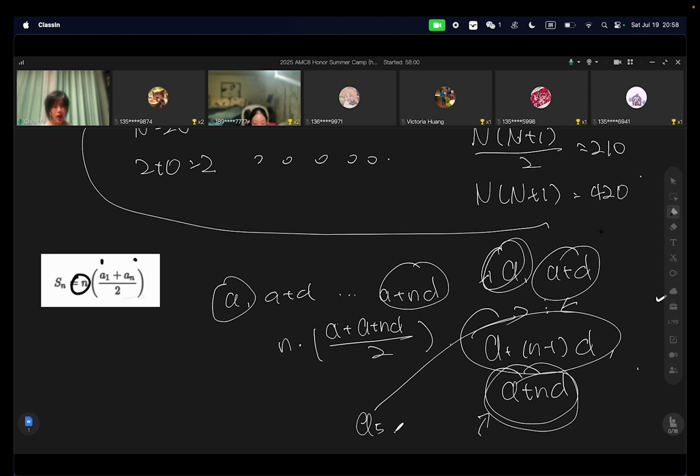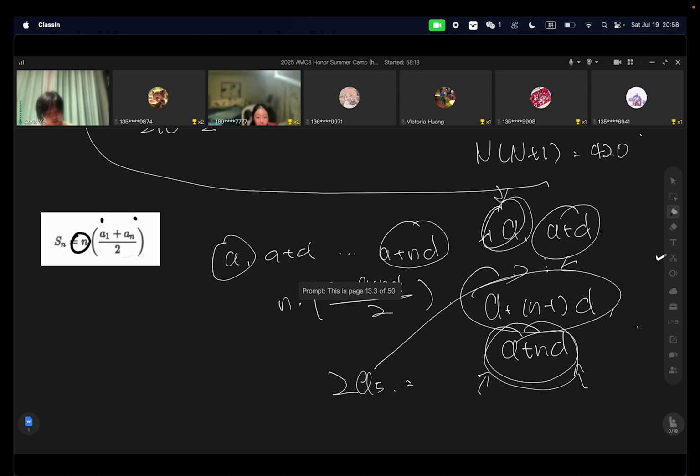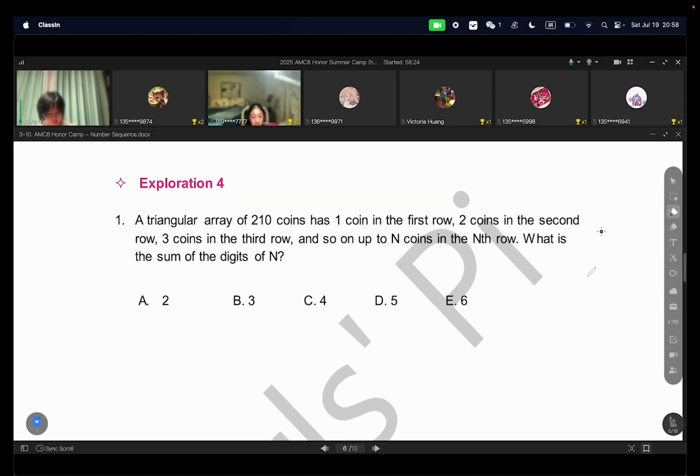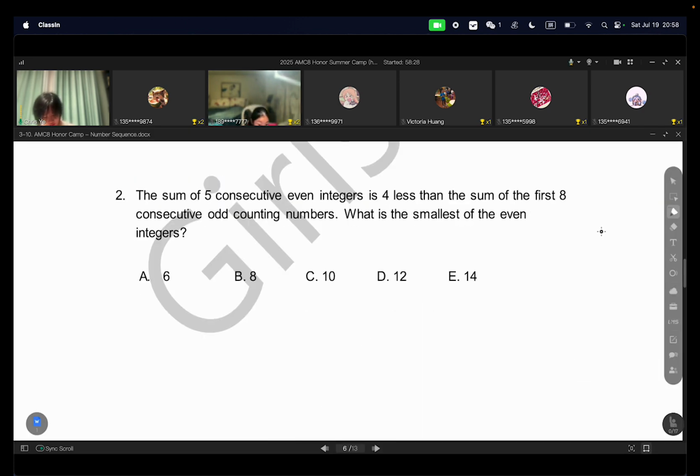But then, as we know before, 2A5 is going to be the same as all of the numbers on the side added up together. So therefore, we can just apply the same thing and add the first number and the last number, which is going to be the same as all the sums of the terms in the middle divided by 2. So that's why this equation works. But anyway, after proving that, we can move on to our next problem, the sum of 5 consecutive numbers.